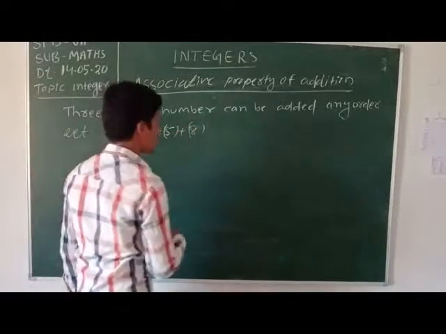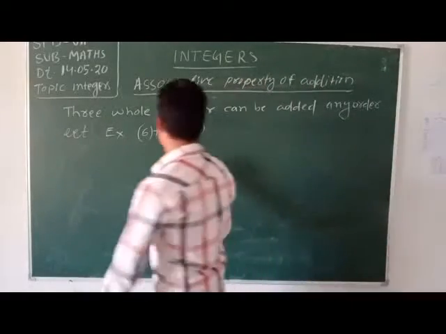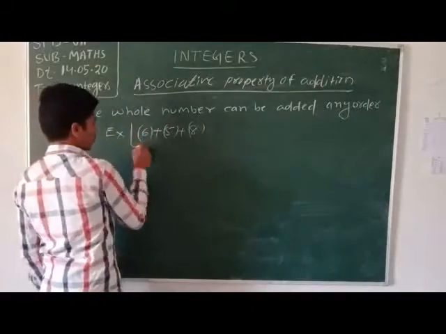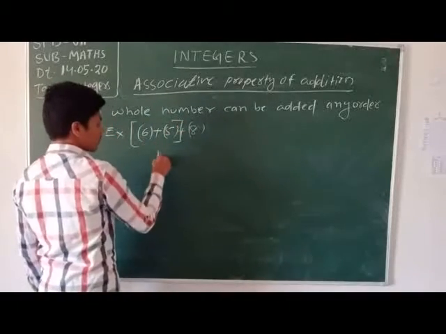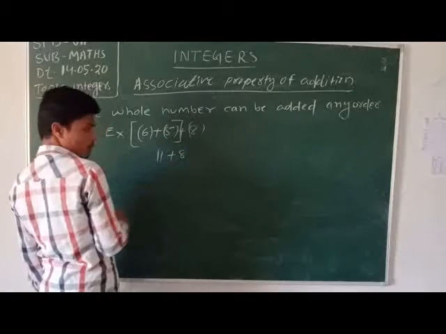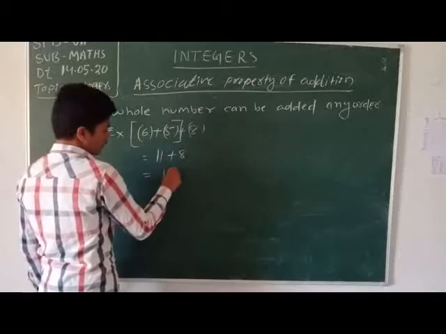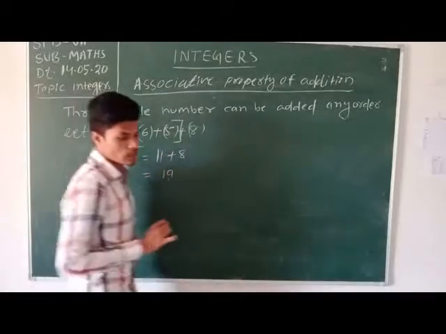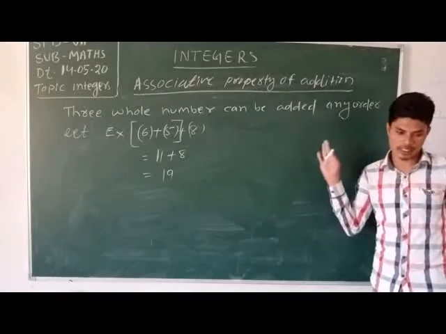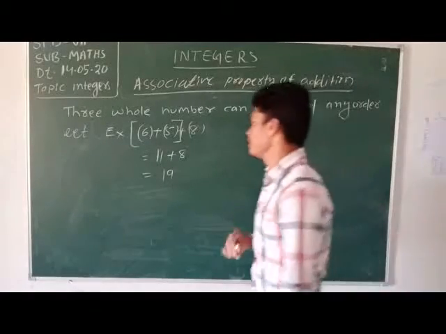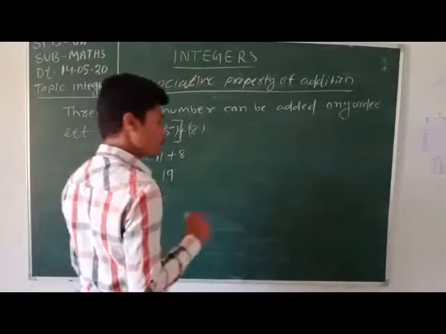Now we do this for 6 plus 5 plus 8. First, 6 plus 5 equals 11, then 11 plus 8 equals 19. 19 is a whole number. Let's check integers: 19 is also an integer.